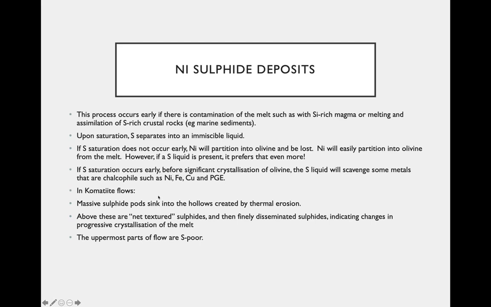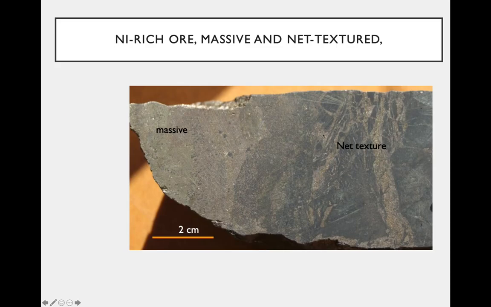So then what happens in a komatiite flow? The massive sulfide pods sink into the hollows created by this thermal erosion. And then above this, you get what we call net-textured sulfides, and then finally down to disseminated sulfides as you move further up, indicating progressive changes in the crystallization of the melt. So we're getting to points where we're crystallizing more minerals and less of the sulfur. And then at the uppermost parts of the flow, we're sulfur poor, and we're just into a standard sort of komatiite.